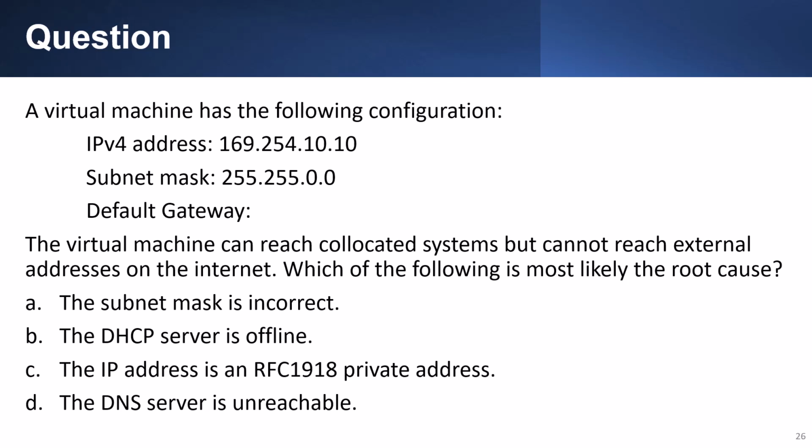Question: A virtual machine has the following configuration: IPv4 address of 169.254.10.10 and a subnet mask of 255.255.0.0. The virtual machine can reach co-located systems but cannot reach external addresses on the internet. Which of the following is most likely the root cause? Answer: the DHCP server is offline.